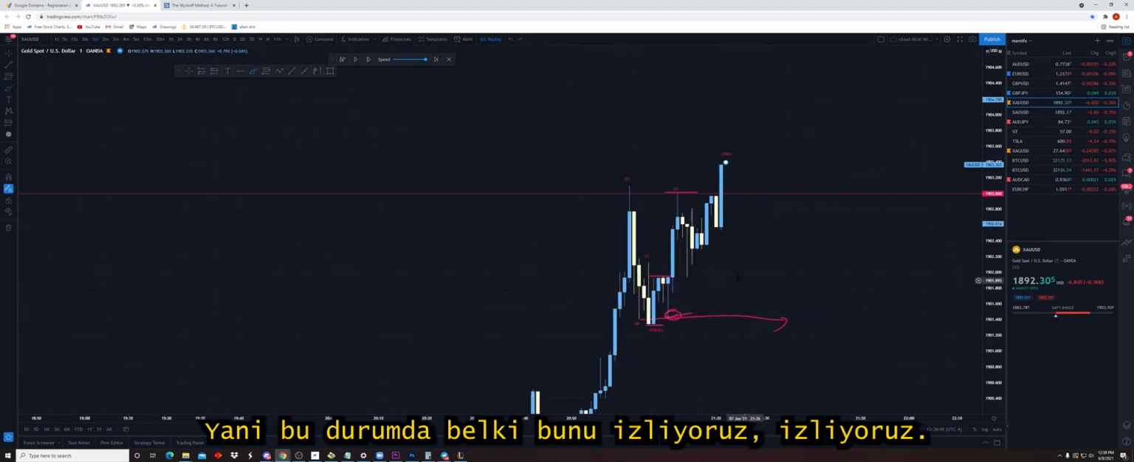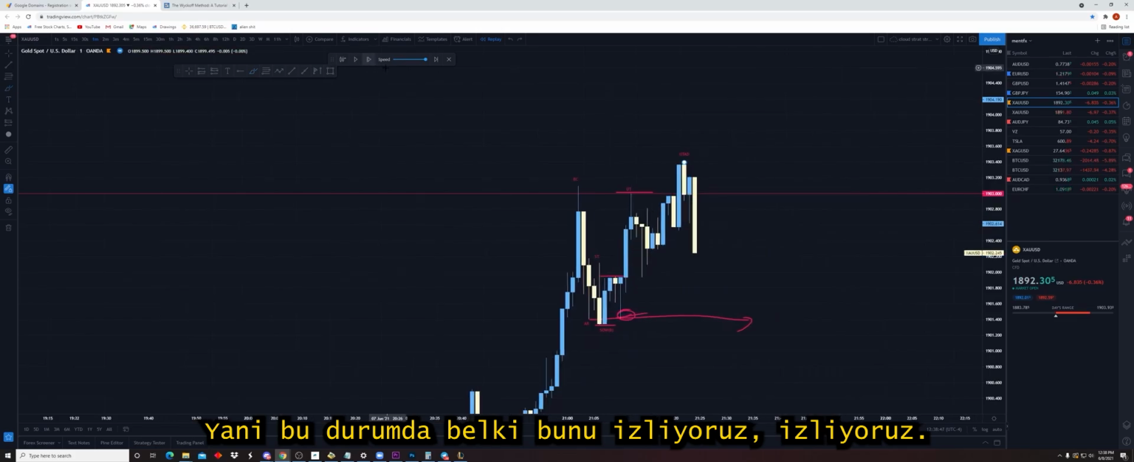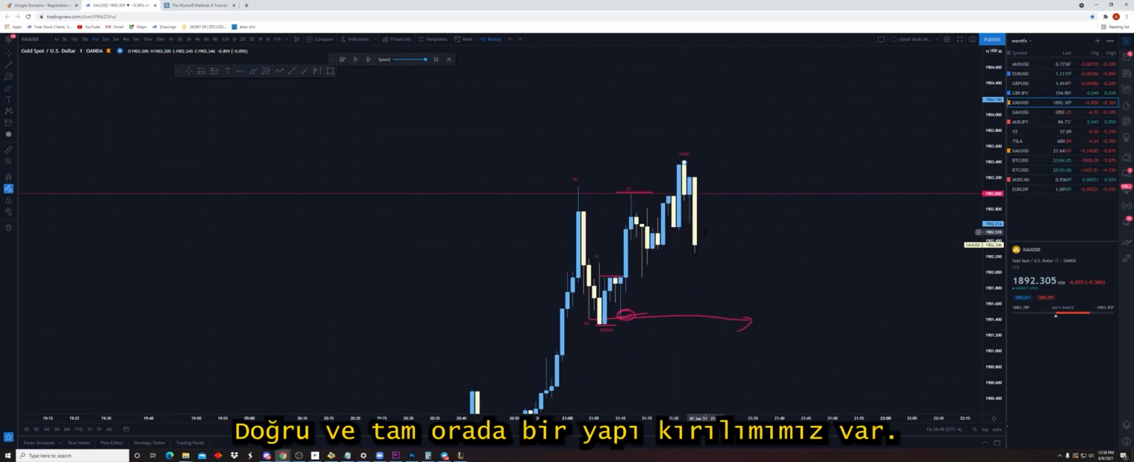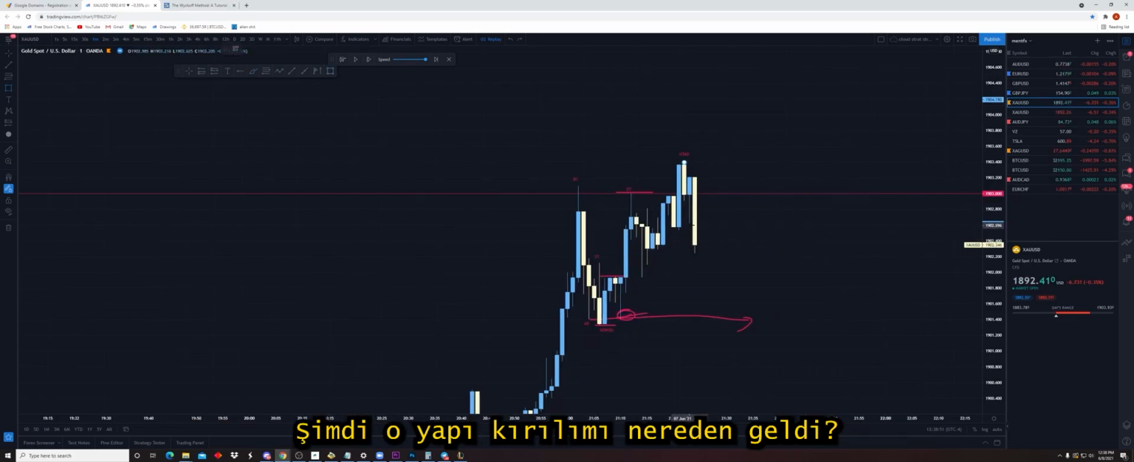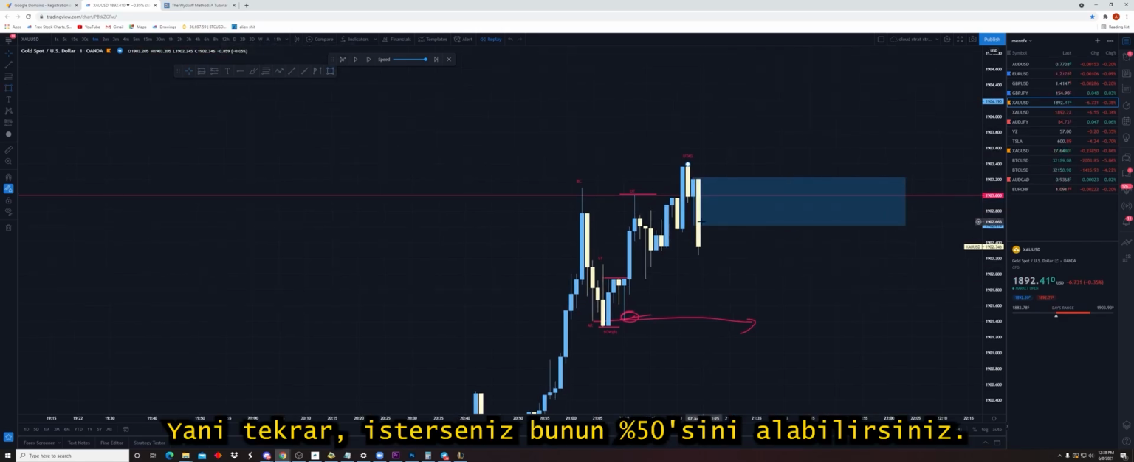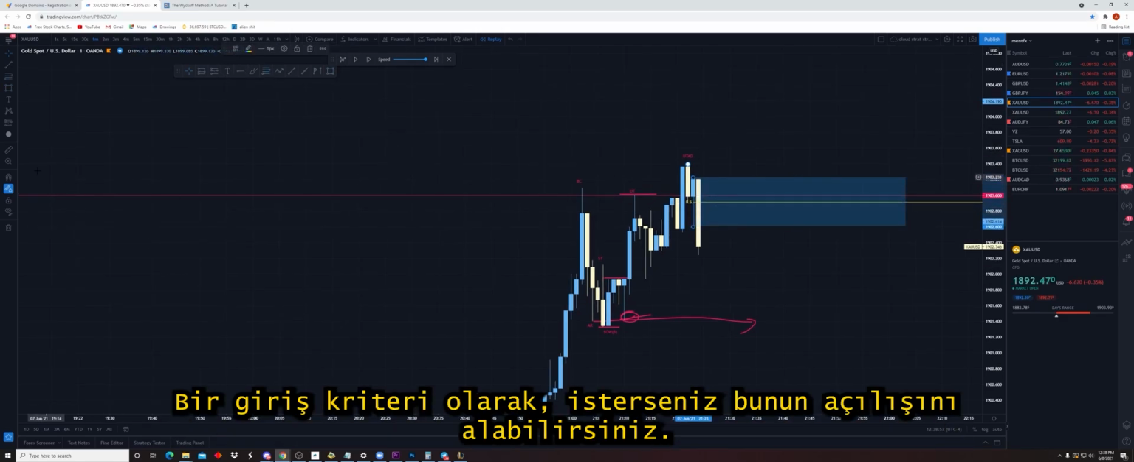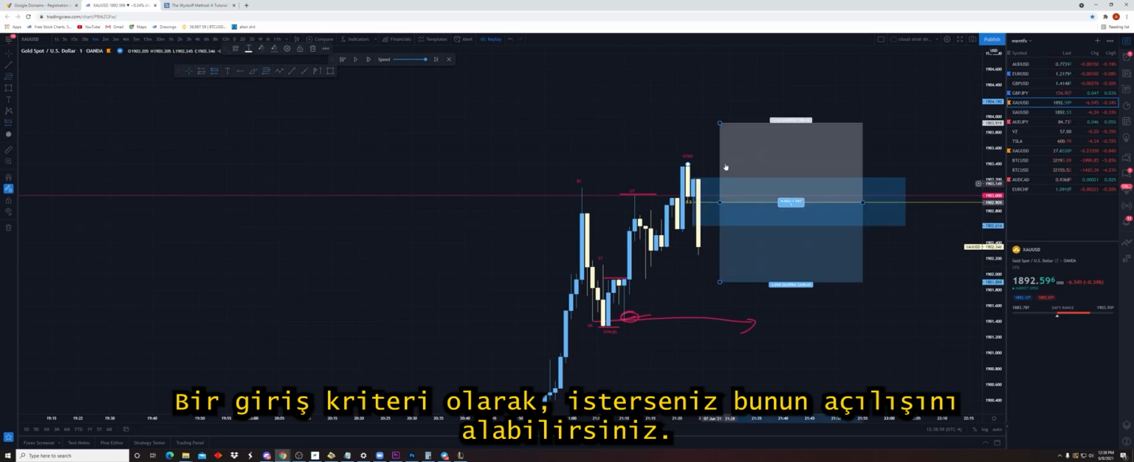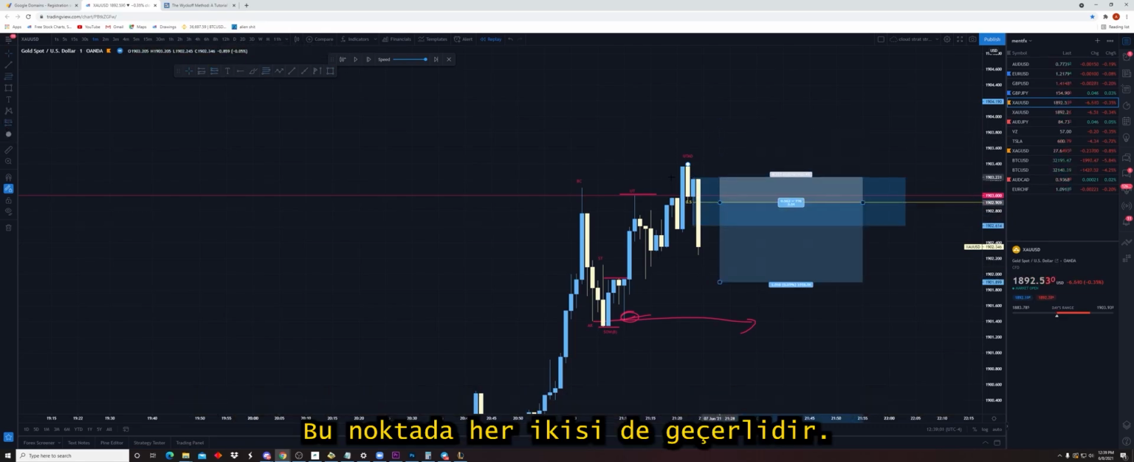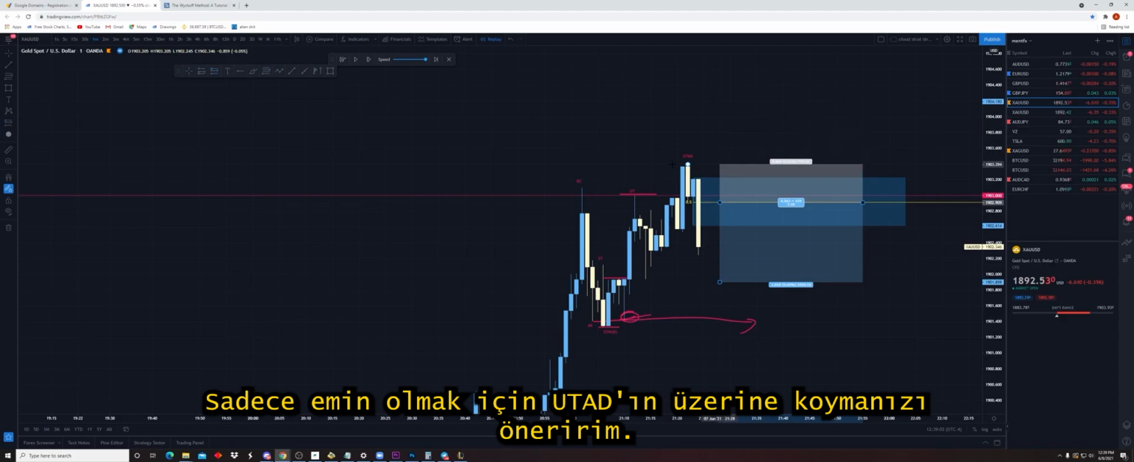So in this case, maybe we're watching this, right? And right there, we have a break of structure. Now, where did that break of structure come from? This POI right here. So again, you can take the 50 of that if you'd like, if you don't like how close it is. As an entry criteria, you can take the open of that if you'd like. Either one is valid. At this point, I would suggest putting it above the UTAD just to make sure.